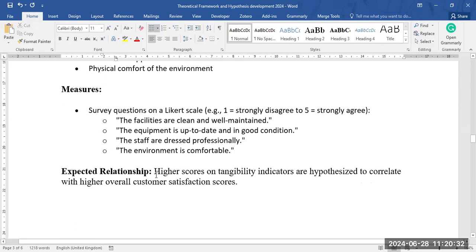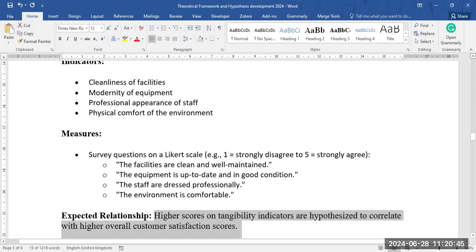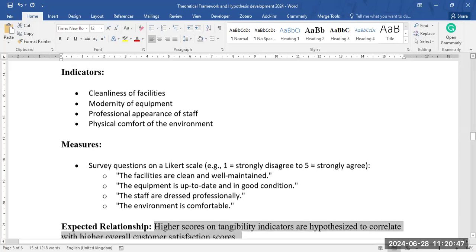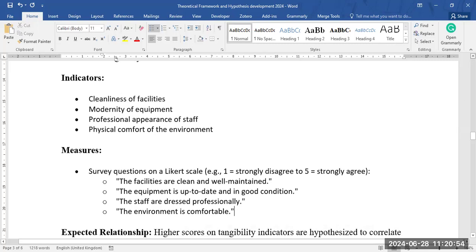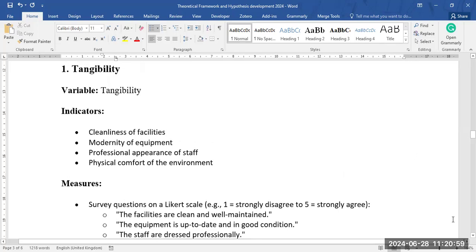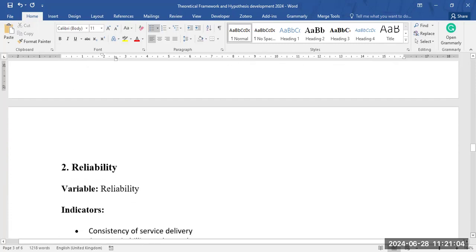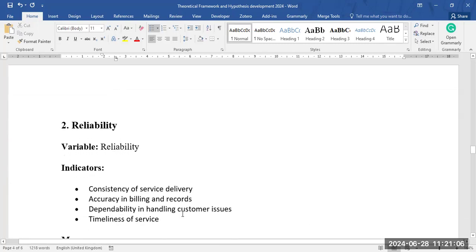So the expected relationship: higher scores on tangibility indicators are hypothesized to correlate with higher overall customer satisfaction, as we discussed earlier. So if they are putting five, five, five, five, that means this tangibility is getting higher scores. Then the expected relationship is that it can lead to higher satisfaction. And another, reliability, also we can see.